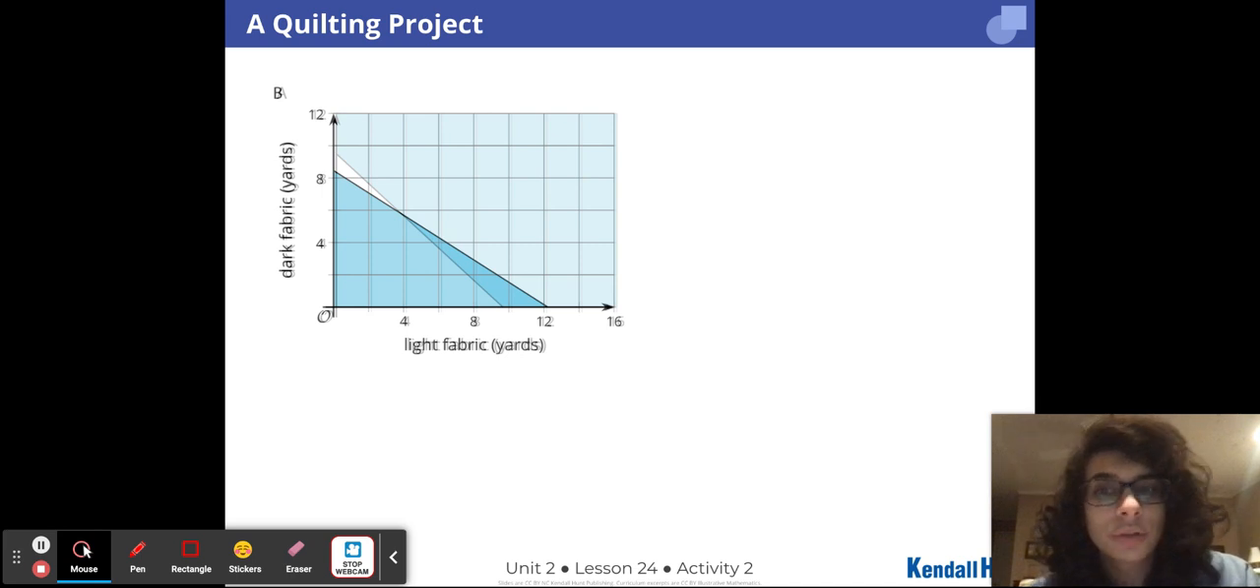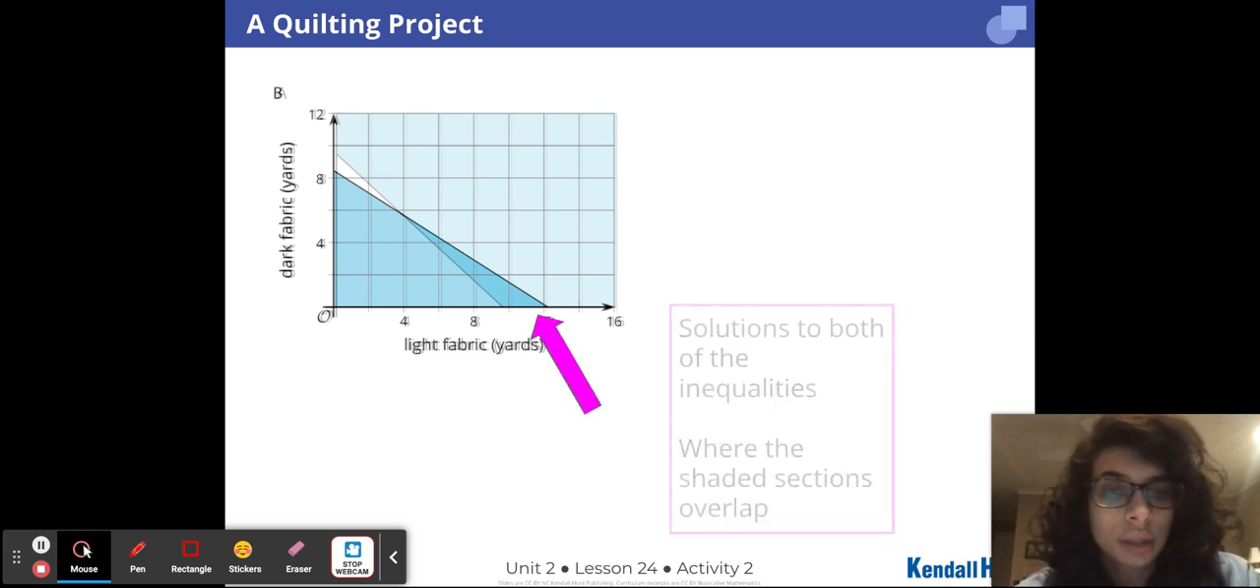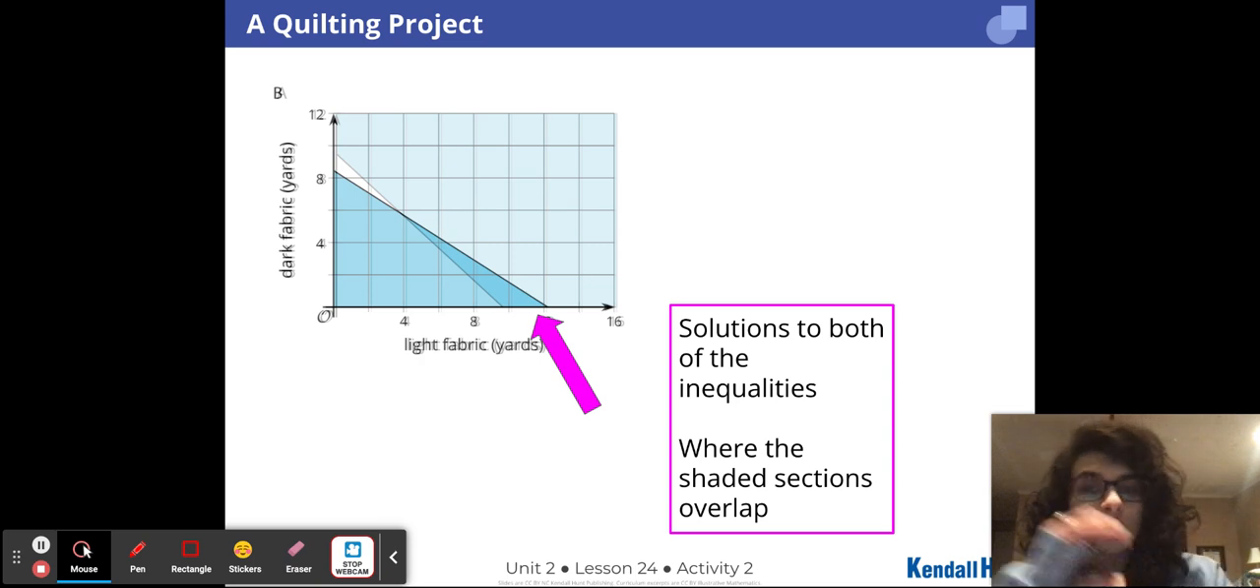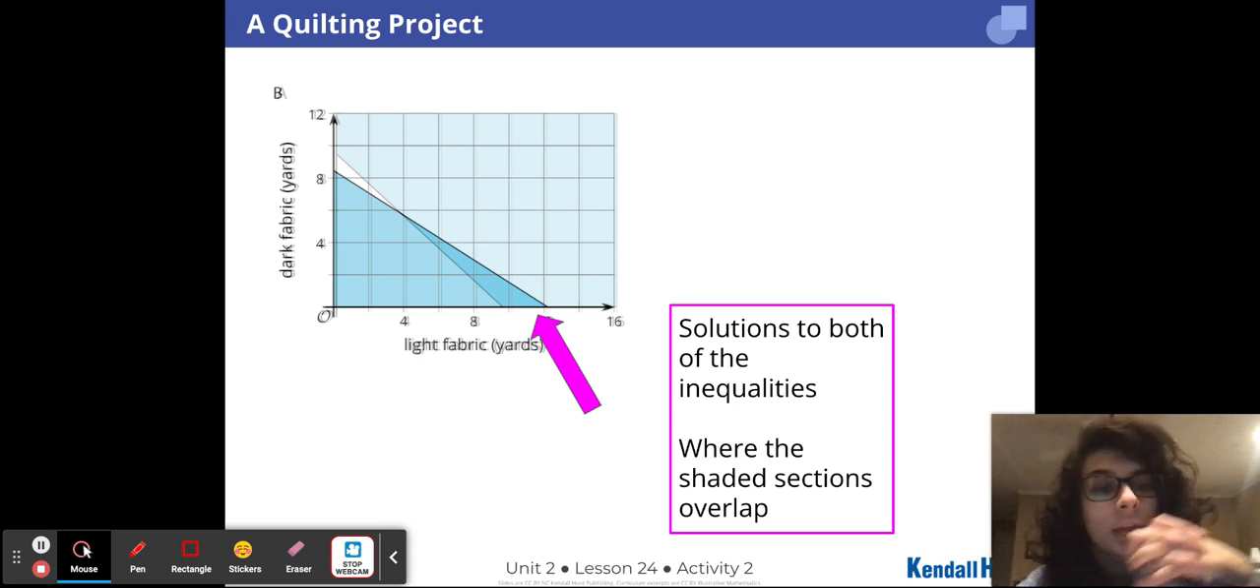When it's a solution to both of the constraints, if I overlapped these two graphs, if I graph them on the same graph, a solution to both of the inequalities is where the shaded sections overlap. So I want you to give me a point in the region where the two shaded regions overlap and tell me what that represents in context. So if I get this many yards of light fabric and this many yards of dark fabric, it satisfies both constraints.